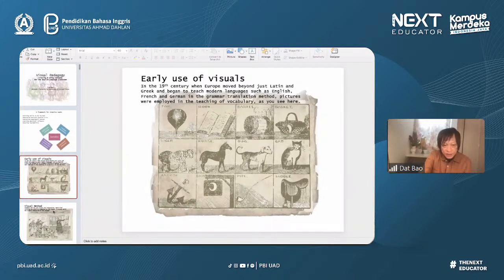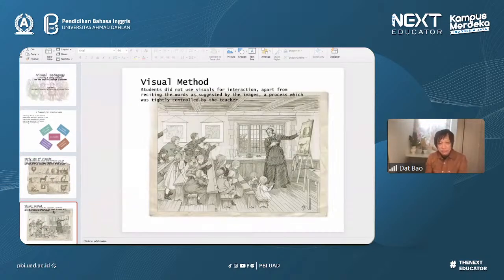And this is what the classroom looked like, even before we had photographs. So this is an old drawing of a language classroom in the old times. The teacher would show images and students would volunteer to say the words in the language. However, back then, pictures were mainly used only for vocabulary teaching.